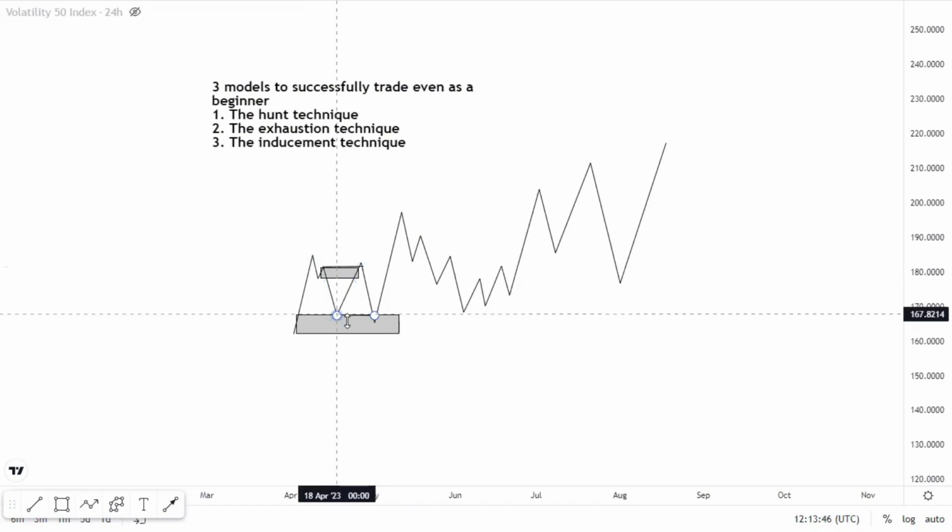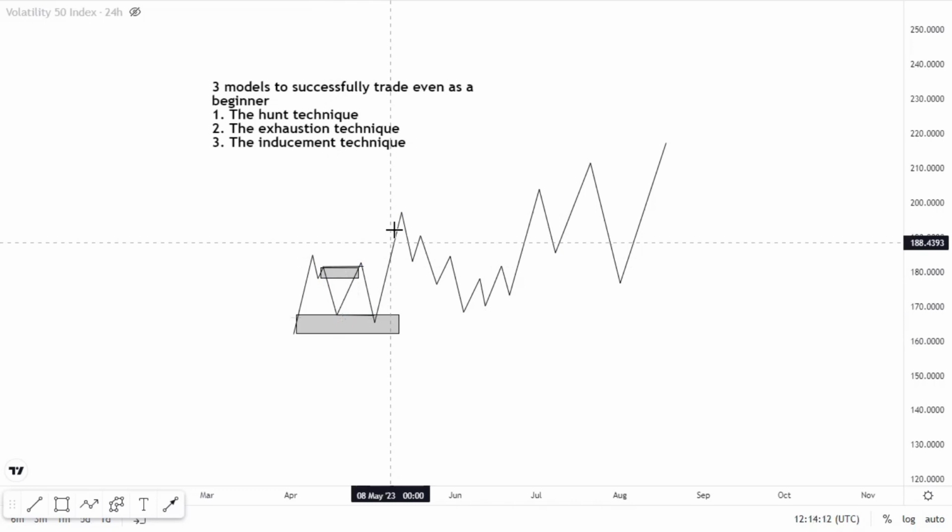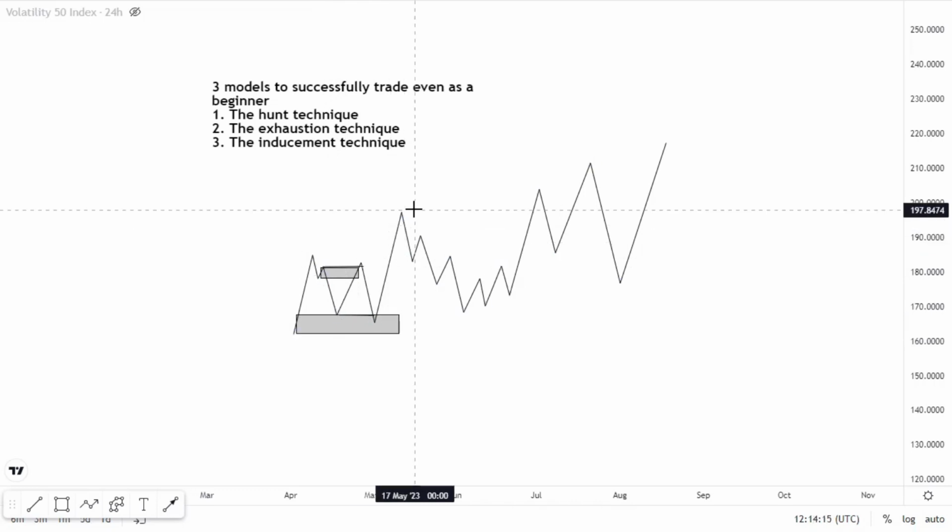then come back and hunt this low. Now, this is not necessarily a break of structure to the downside, but some traders classify it as another break of structure to the downside. It is a hunt of liquidity. It is a hunt of this low. The market will hunt this particular low. After the market has hunted it, we will have a continuation in the direction they predicted.